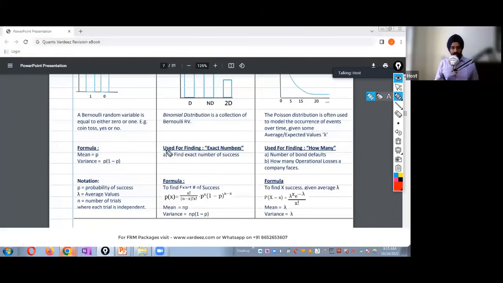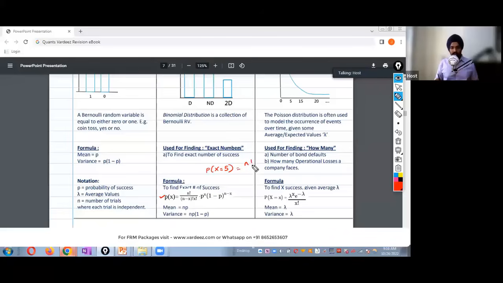So as I said, this is used for this. What about the formula? If you want to find the exact number of successes, how can you find it? There is a formula for this, and this is something that you need to remember. Make sure that you remember this for the exam.